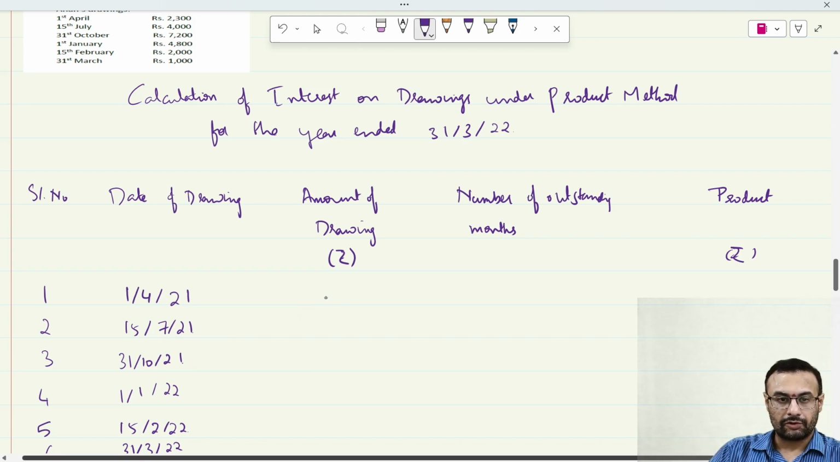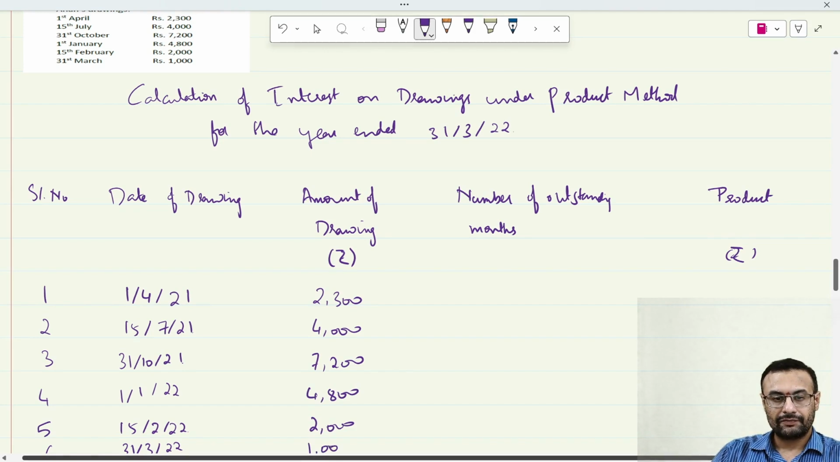Then what is the amount of drawing? It is 2300, then rupees 4000, then 7200, then 4800, then 2000, and the last one is 1000.